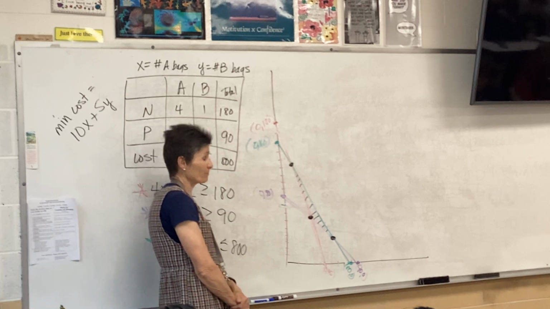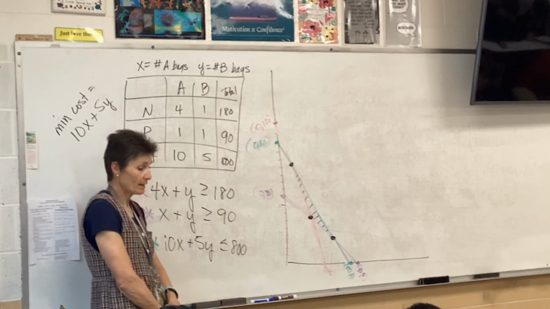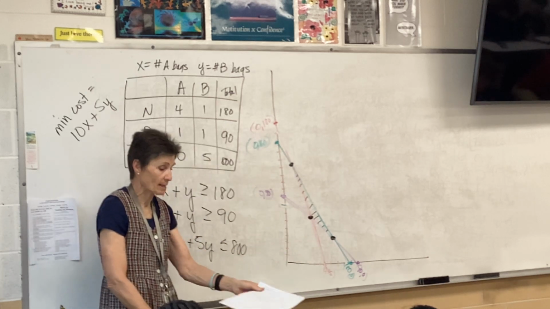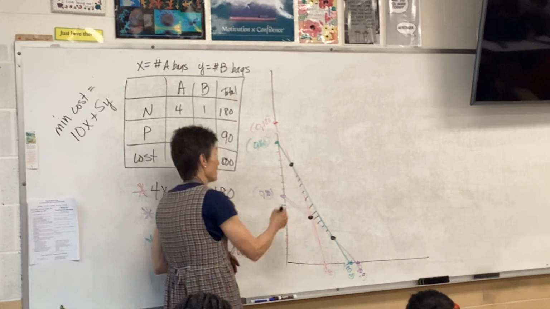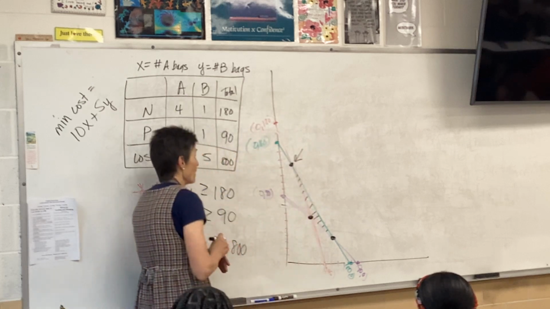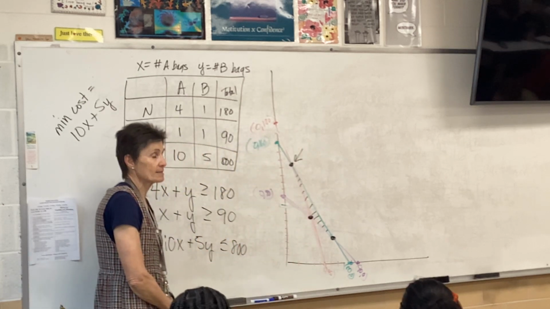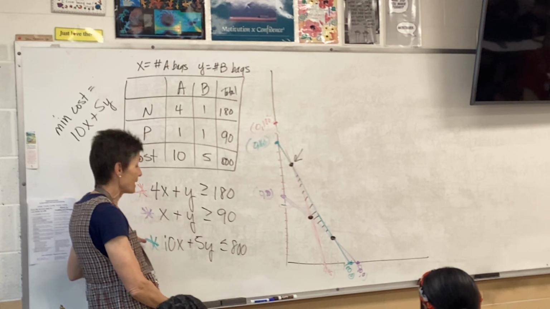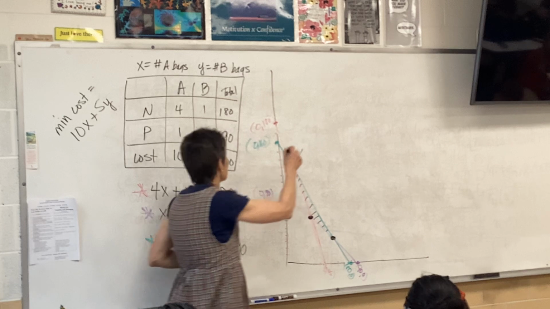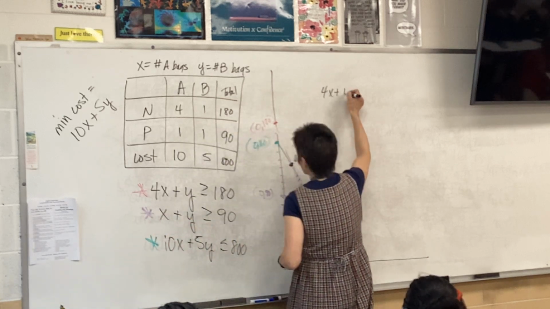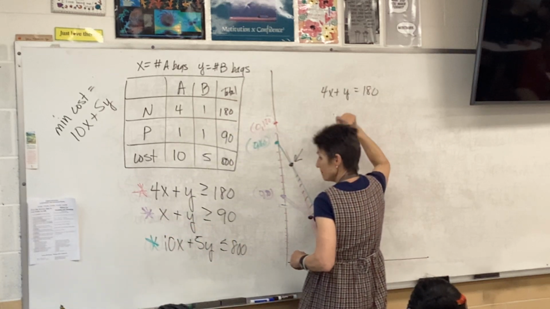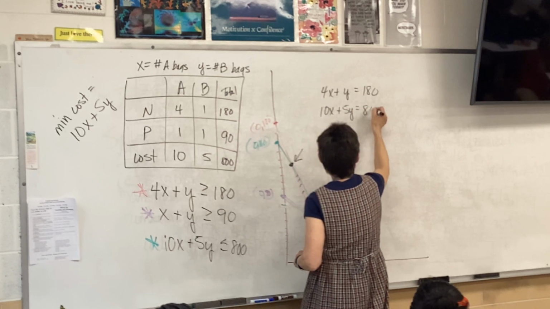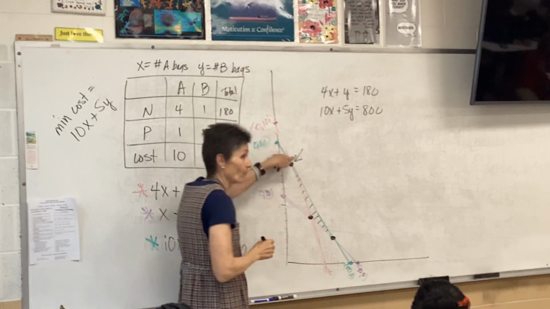If you are comfortable with your picture, that's not a whole grid, that's just a line. We're gonna need to find these algebraically. So that point right there, this is good practice anyhow. That point is the intersection of red and green. So 4x plus y equals 180, and 10x plus 5y equals 800. That's gonna be this point right here.